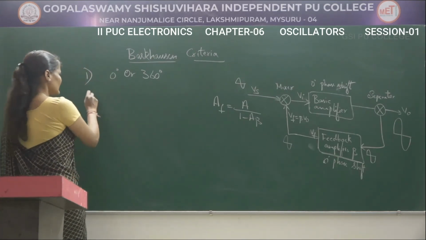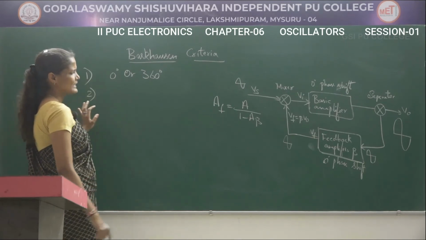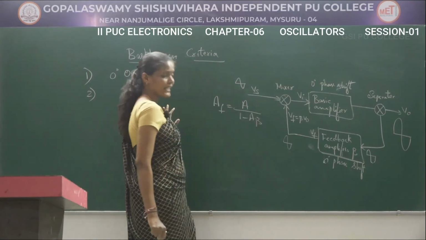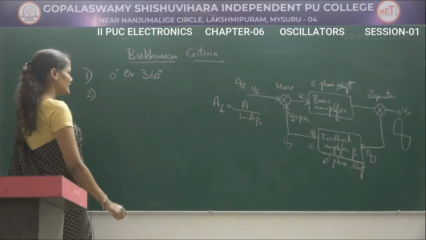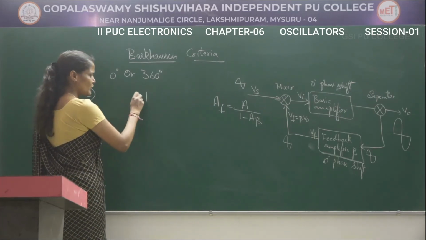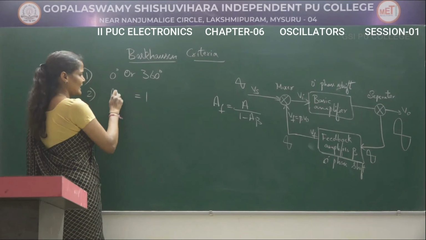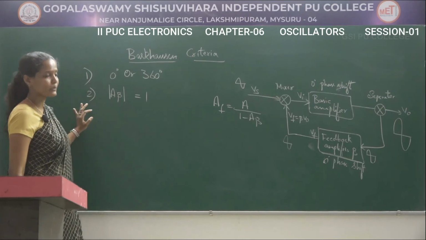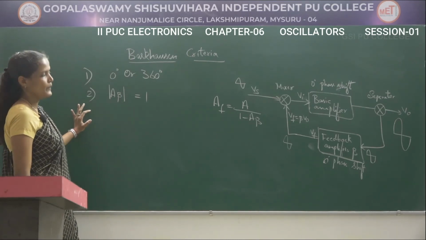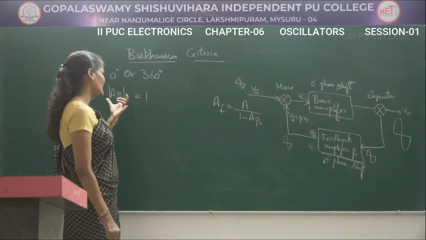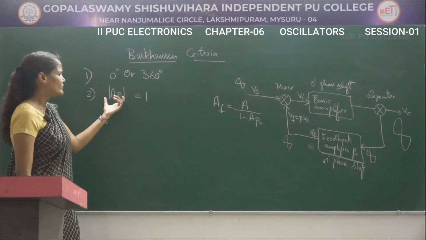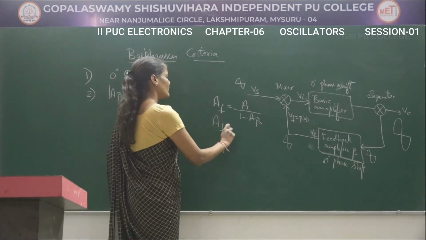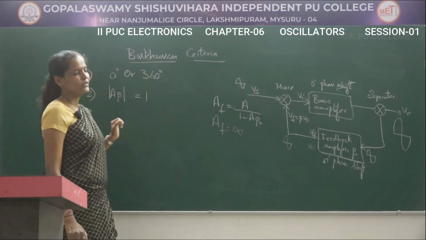So the second criterion according to Barkhausen tells that the magnitude of the product of open loop gain and feedback gain should be equal to unity. That is, the magnitude of A into beta must be equal to 1. So if the magnitude of the product of open loop gain and feedback gain is equal to unity, the gain of the feedback loop becomes infinity.